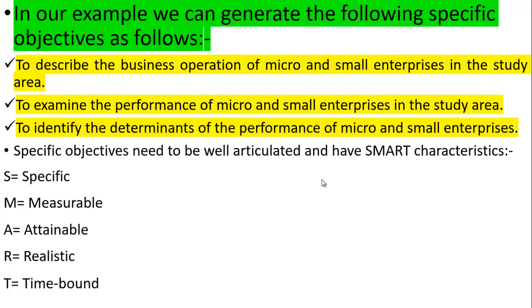So when we set the specific objectives, we have to make sure that the specific objectives we are setting are smart enough. And when we say SMART, S stands for specific, M stands for measurable, A stands for attainable, R stands for realistic, and T stands for time bound. Okay, therefore, our specific objectives should be specific enough. The focus should be specified, okay, on what variables.